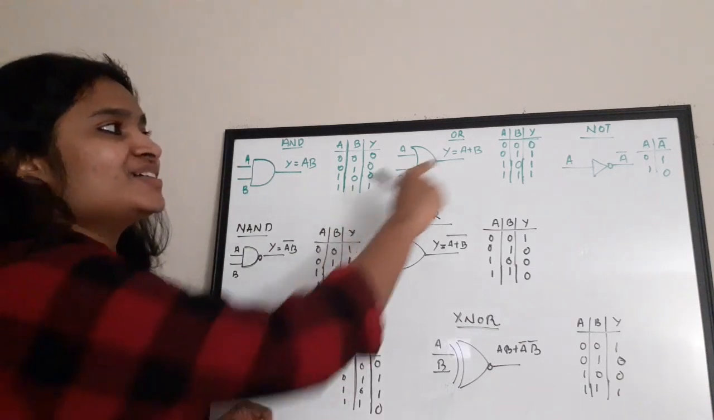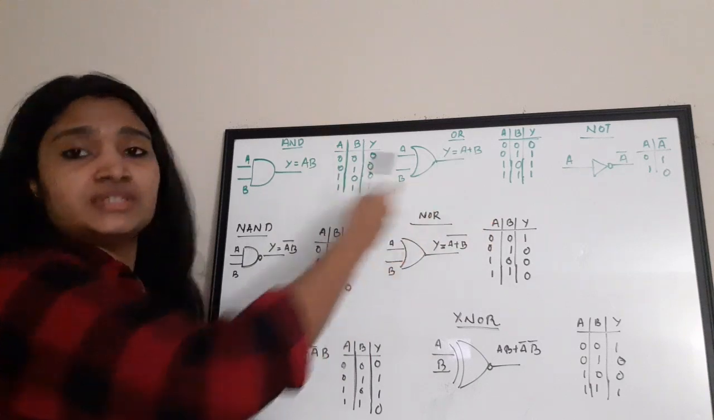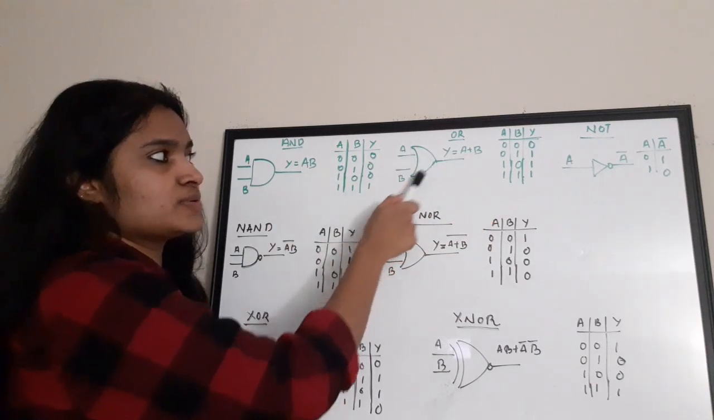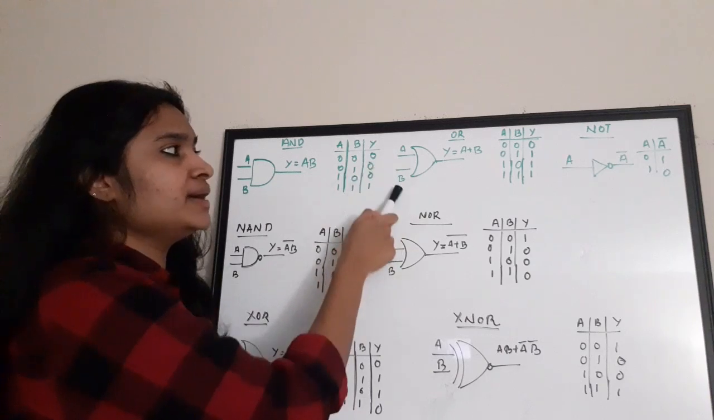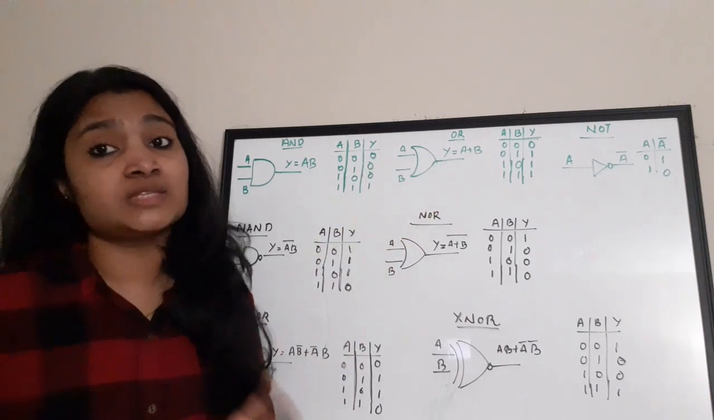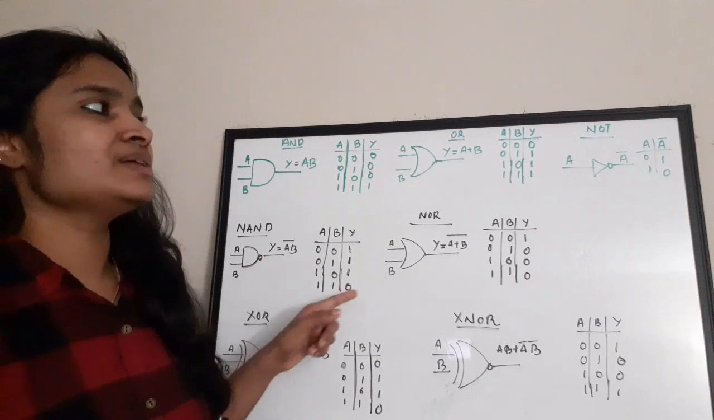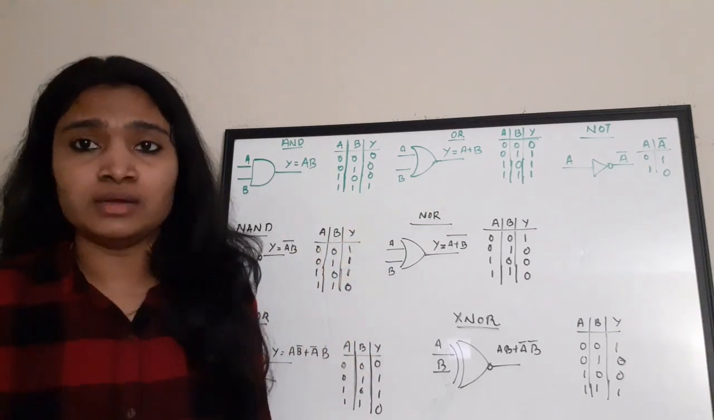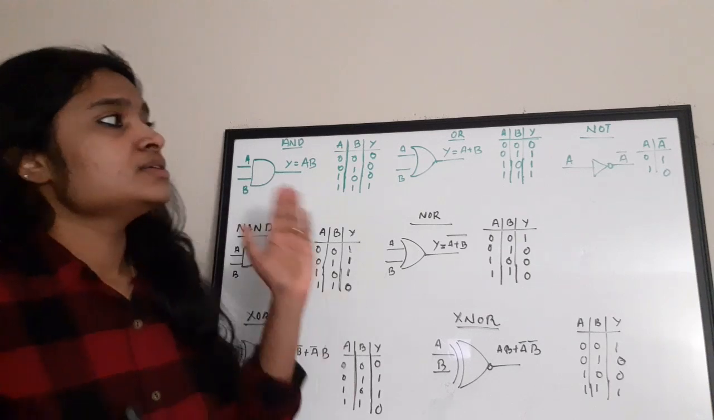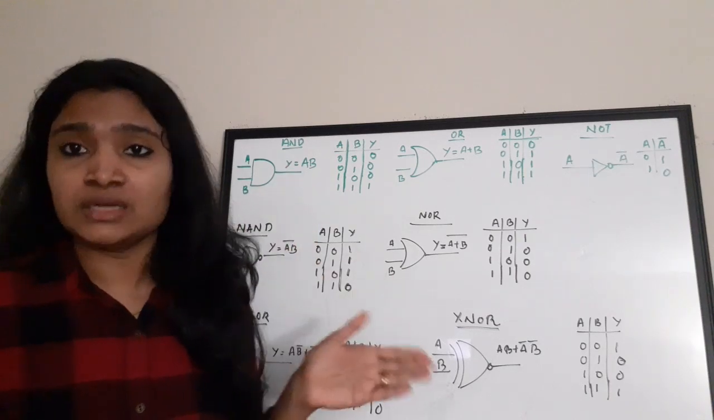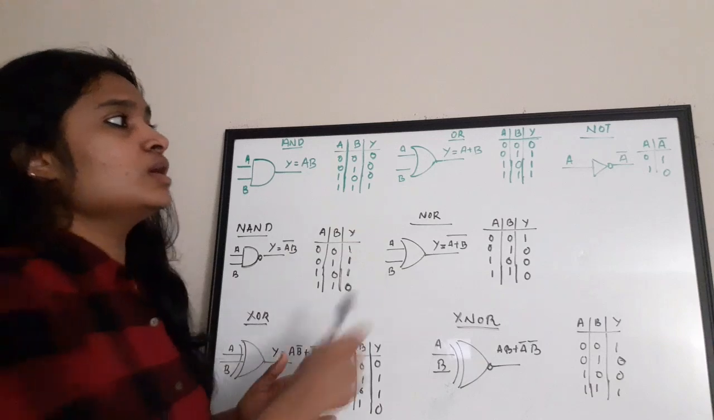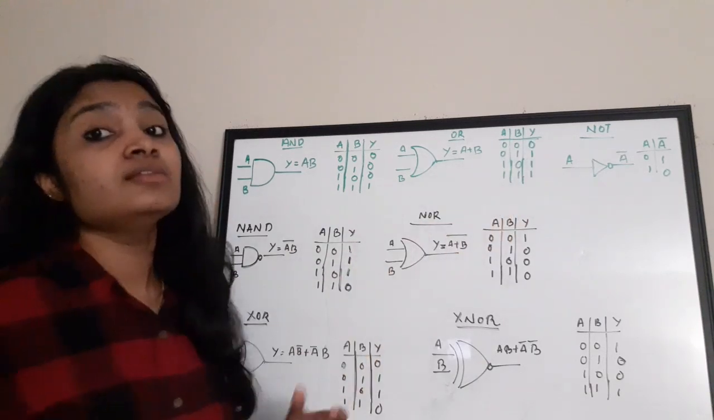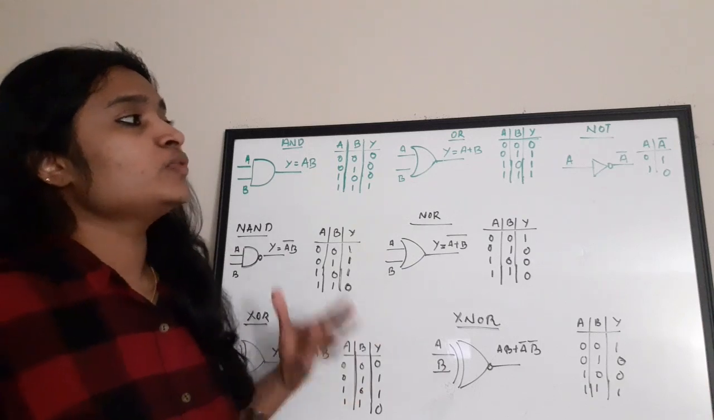If you talk about the truth table, this is the gate structure. This is the structure of an OR gate. A and B are the inputs, and y is equal to A plus B is the output. In the truth table, whenever any of A or B is equal to 1, your output is 1, but when both the inputs are 0, your output is 0. So 0, 0 is 0, 0, 1 is 1, 1, 0 is 1, 1, 1 is again 1. Now moving on to the next gate.